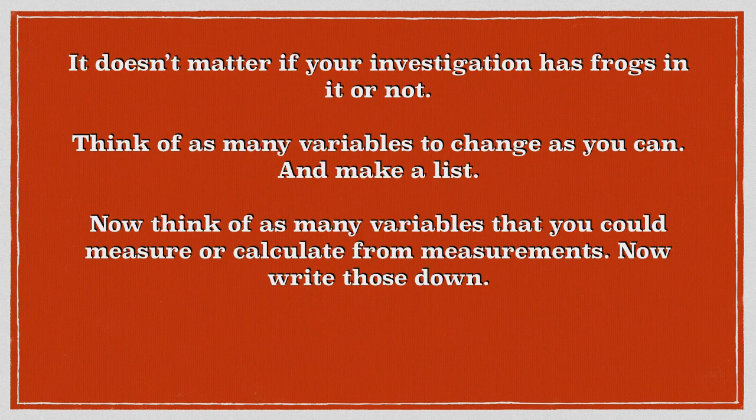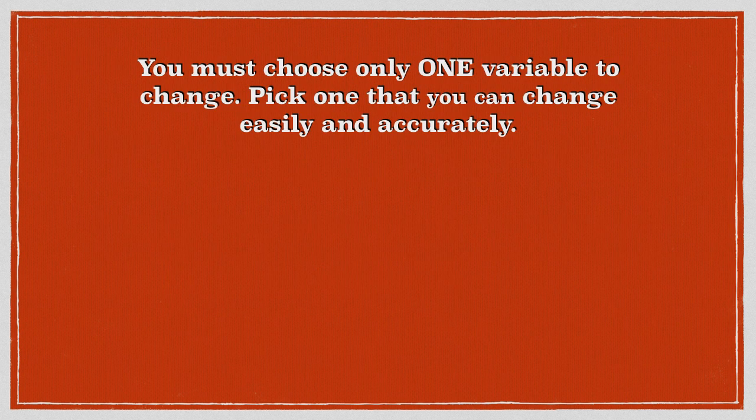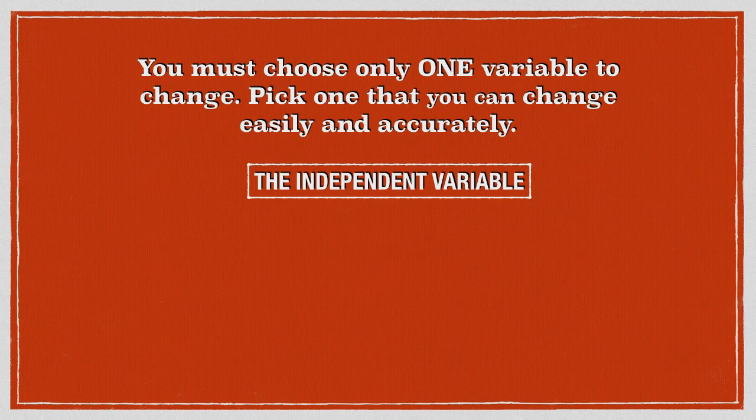Again, it really doesn't matter if your investigation has frogs in it or not. First thing you do, just think of as many variables to change as you can. Make a list. Then think of as many variables that you could measure or calculate from measurements. Write those down. You must choose only one variable to change. Pick one that you can change easily and accurately. It'll make life a lot easier. This will be the independent variable.